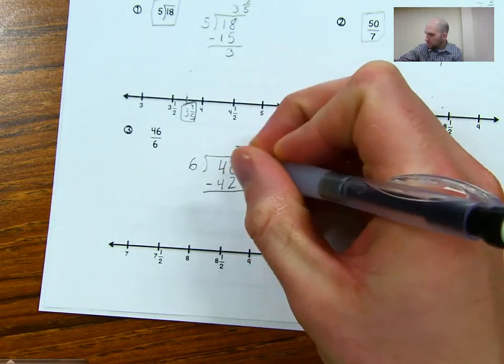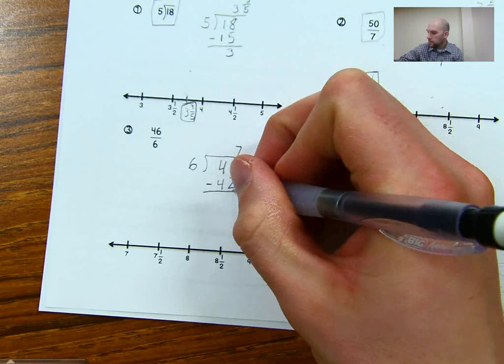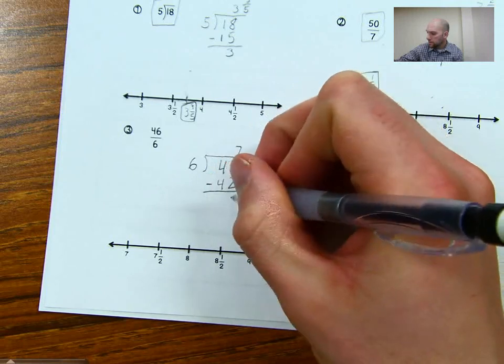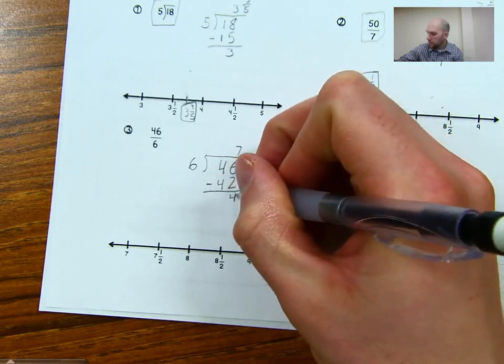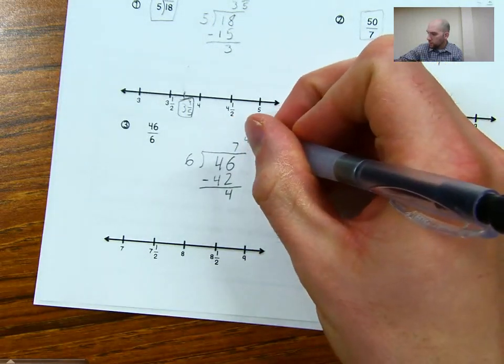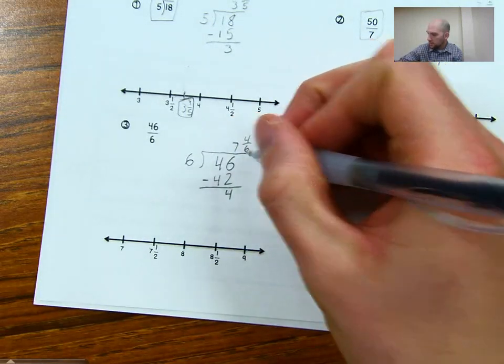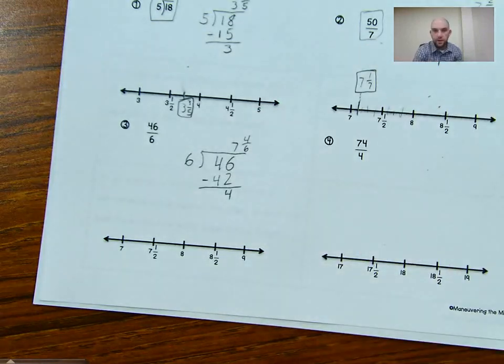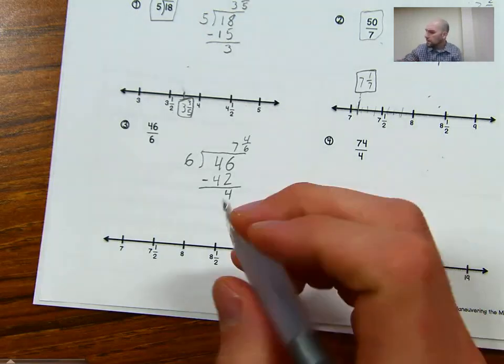42. We subtract 46 minus 42, and we get 4. And we get 7 4/6. Now 7 4/6 is the same as 7 2/3, but we can keep it sixths for estimation. That doesn't matter. We can do it either way.